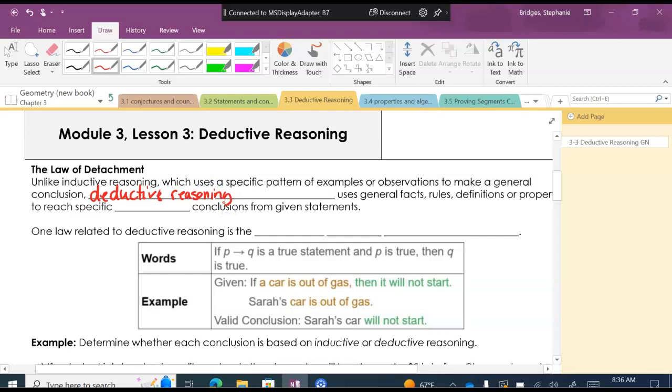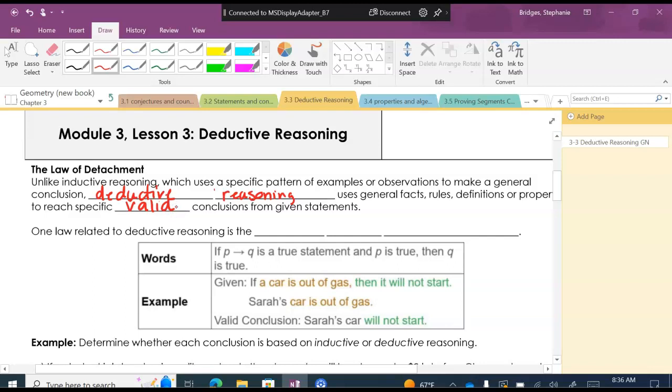Deductive reasoning is based off of rules, laws, facts, things like that. Okay, they're general facts, rules, definitions, things that are proven to be true. And we use those to reach a proper, specific, valid conclusion.